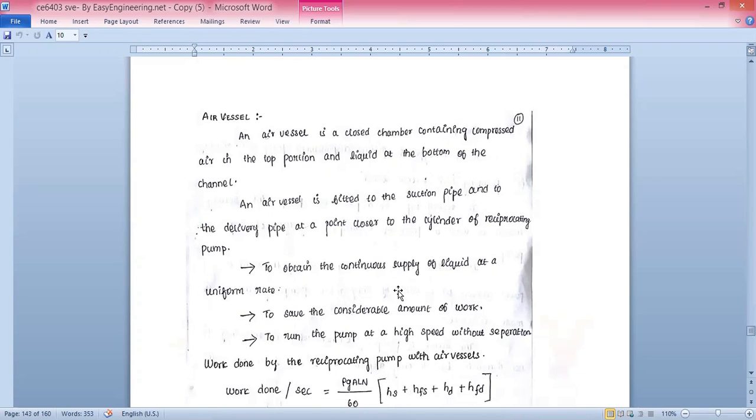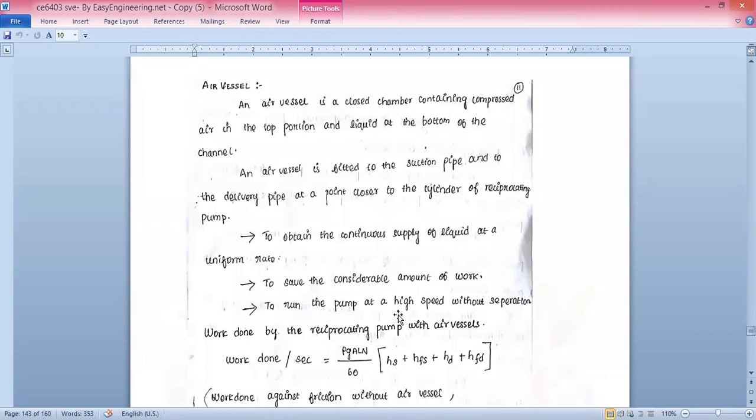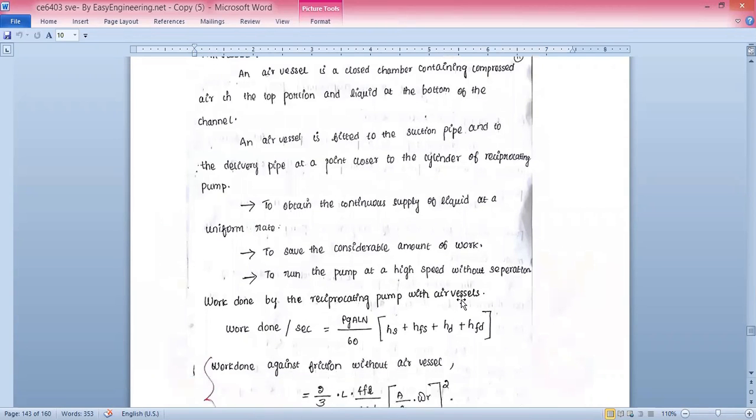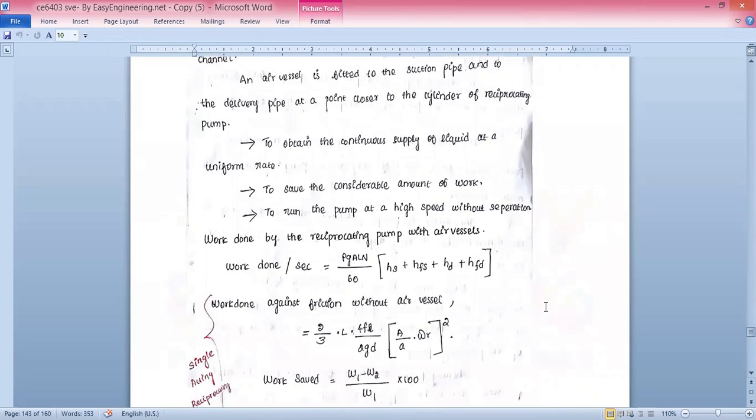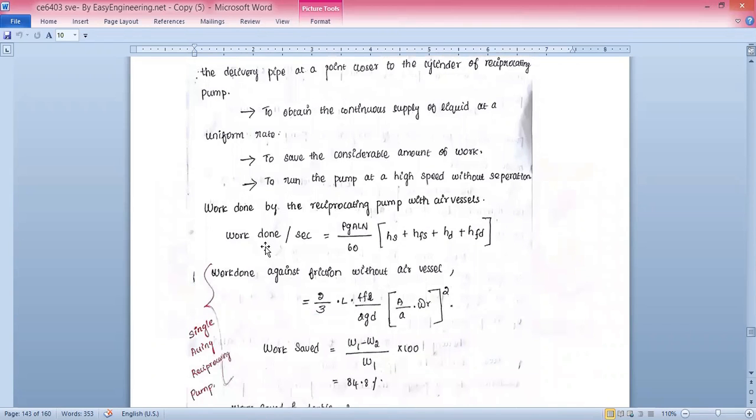Now the working of the air vessel. We have some points. The air vessel is fitted to the suction pipe and to the delivery pipe at a point closer to the cylinder of the reciprocating pump to obtain a continuous supply of liquid at a uniform rate, to save a considerable amount of work, and to run the pump at high speed without separation. Work done by the reciprocating pump with air vessel: work done per second is given by rho g A L n upon 60 into (hs plus hfs plus hd plus hfd).